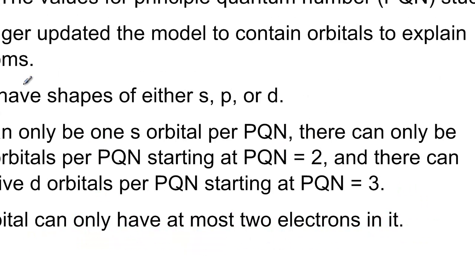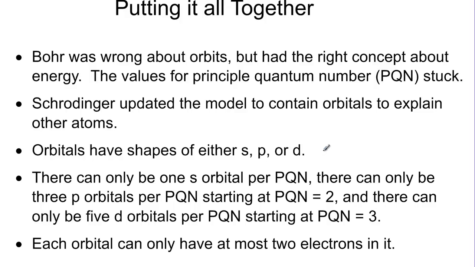So putting it all together, our quick review. Bohr was completely incorrect about orbits, but he had the right concept about principal quantum number or energy level, so that stuck. Erwin Schrödinger came along and updated it to explain how other atoms work. He said that you have orbitals with shape of S, P, or D. There can only be one s orbital per energy level. There can only be three p orbitals per energy level, starting at energy level 2. There can only be 5 d orbitals per energy level, and they don't start until energy level 3. At most, each orbital can only have 2 electrons in it.